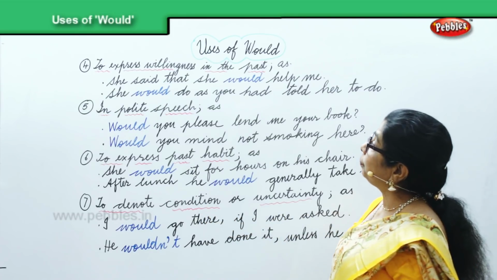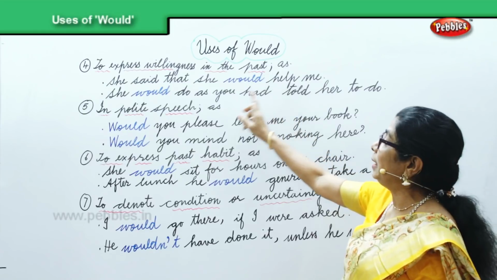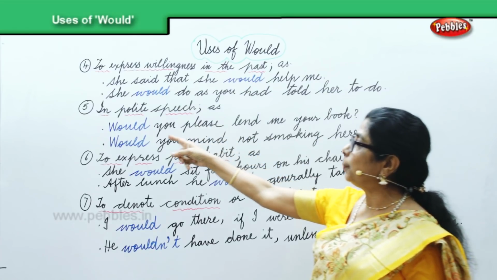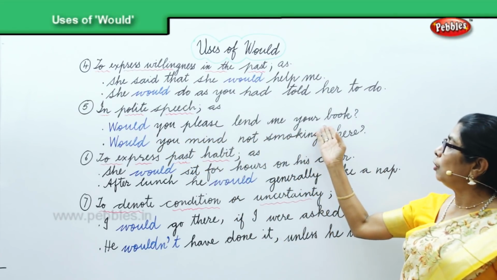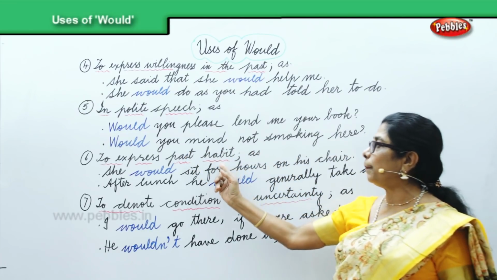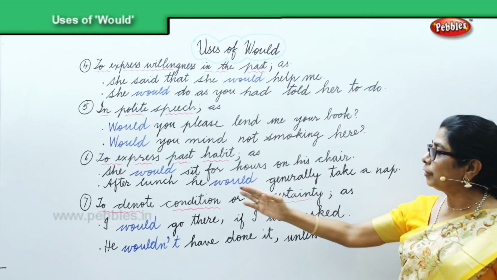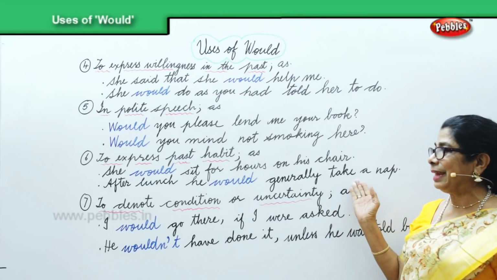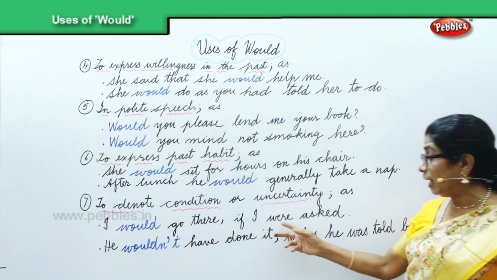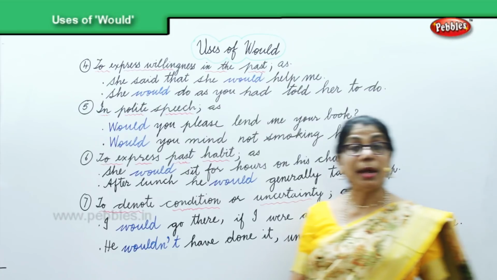So in the fourth type, to express willingness, she said that she would help me. She would do as you told her to do. In polite speech, would you please lend me your book? Would you mind not smoking here? To express past habit, she would sit for hours on her chair. After lunch, he would generally take a nap. To denote condition and uncertainty we have, I would go there if I were asked. He wouldn't have done it unless he was told by someone.